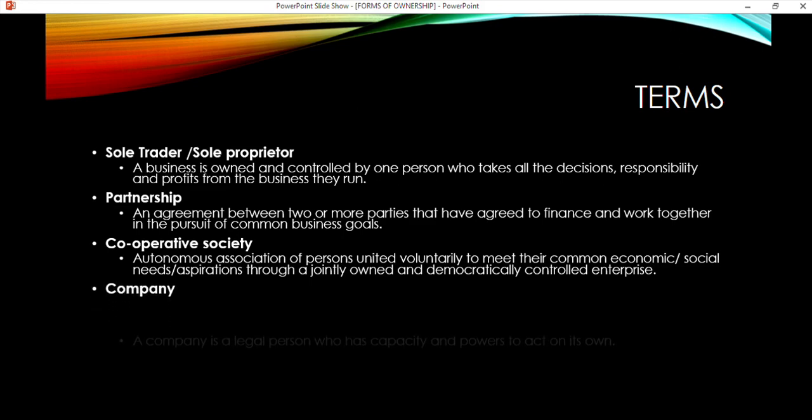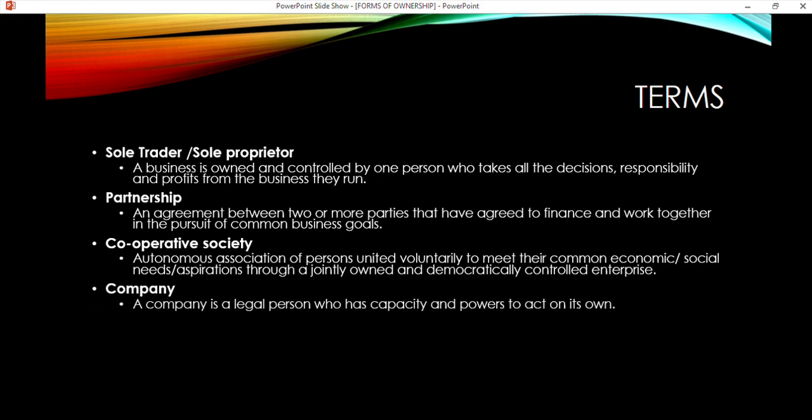A company, what is a company? It's a legal person that has capacity and powers to act on its own. This is where you get the legal differentiation between a sole proprietor, where the person is the business and there's no differentiation between him and the business, so he will be fully liable, whereas a company is seen as separate from the owner or the founder. The business will continue without him, but the business is then a legal person. With a sole trader, the person is still the legal person.